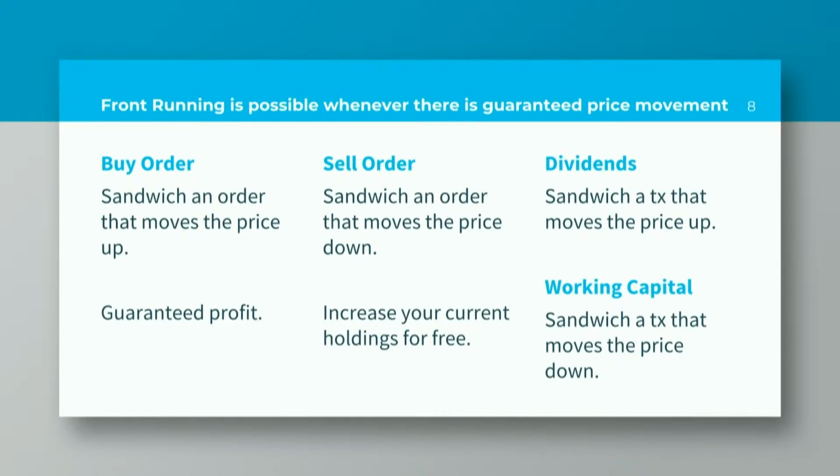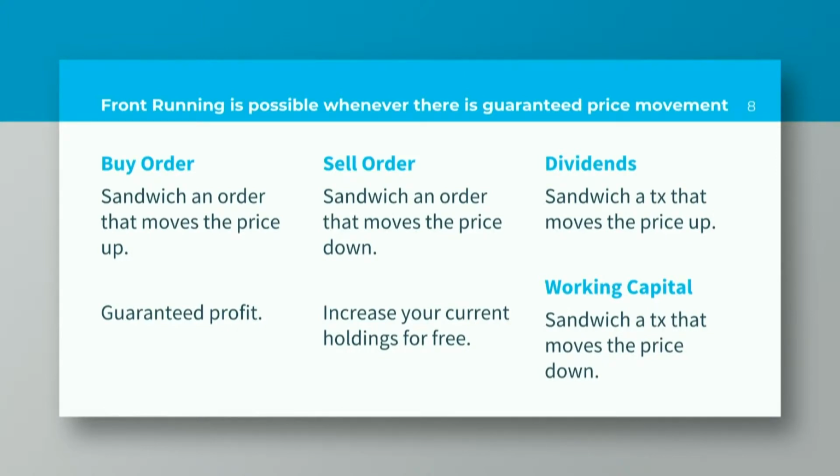you can think of it as being possible whenever there's a guaranteed price movement. So if a buy order was coming in, you could sandwich that order with another buy order. As soon as that original buy order is executed, that price would have gone up, and then you can sell from that. So you have a guaranteed price movement up. You basically take the wind out of the sails of that legitimate purchase.